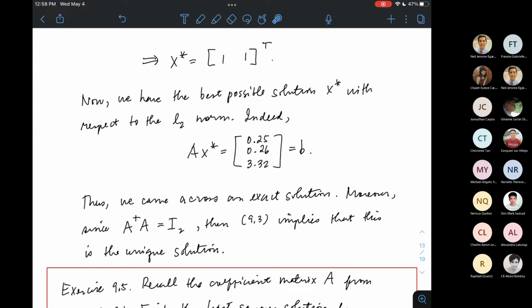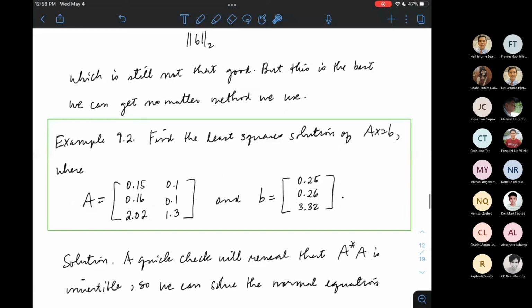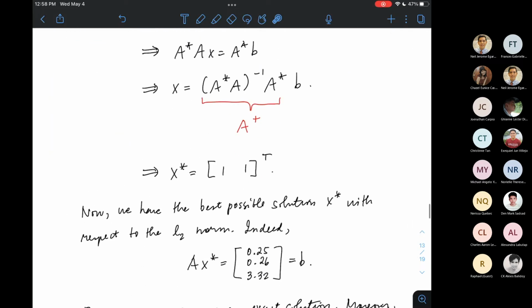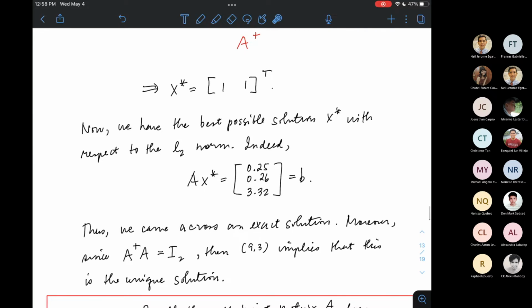Tapos titingnan ba natin, okay, so meron tayong solution, consistent yung ating overdetermined to, no? Kasi tatlo yung equations, dalawa lang yung degrees of freedom. So itong overdetermined system natin ay consistent. Meron siyang solution. Next question, meron pa bang mga solutions? Well, a quick check will tell us na, okay, kinompute ko yung A pseudo inverse times A, magiging identity matrix na yon.